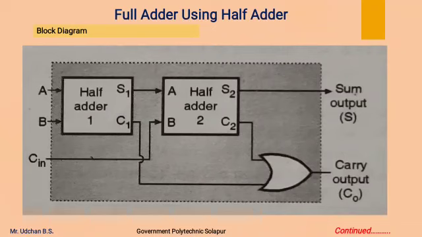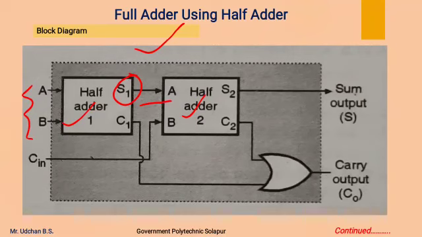Now next we will see a full adder circuit using half adder. How we can construct a full adder circuit using two half adders. This is a block diagram in which two half adders are used. For the first half adder, A and B are the inputs. The output of the first half adder, that is Sum 1, is connected as input to the second half adder.